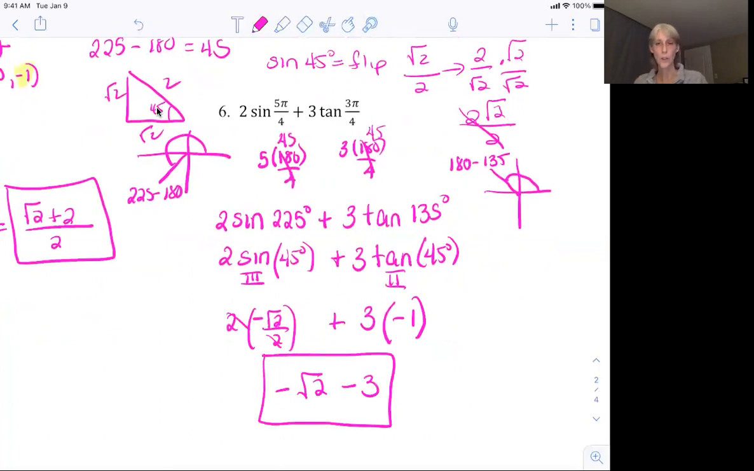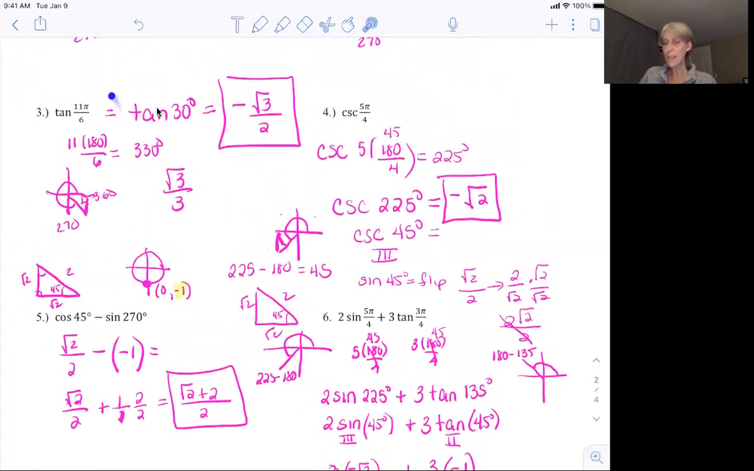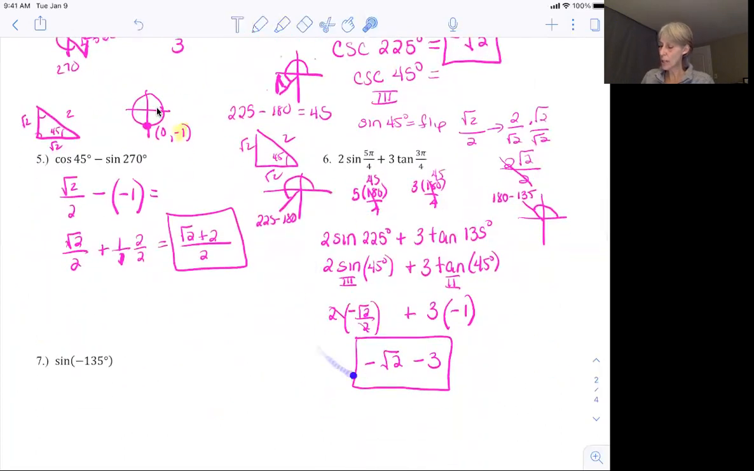Little bit of work with these ones. Okay, you're going to make sure you know how to set up basic, and then you have to also know how to do the operations.